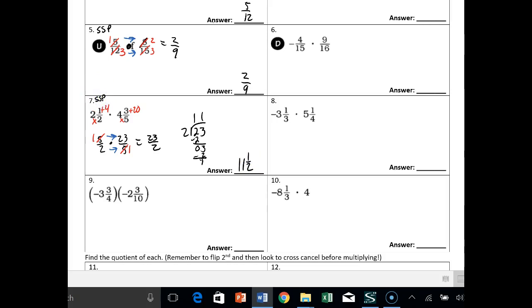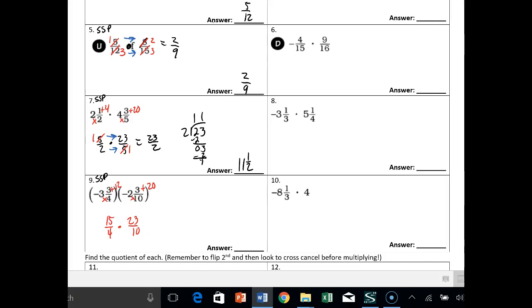Let's look at 9. It's same signs positive, once again, because they're both negative. Let's change them once again to improper fractions. So plus 12 on this one, plus 20 on that one. What do I get? I get 15 over 4. I don't have to put the negative sign since I know it's going to be a positive answer. 15 over 4 times 23 over 10.